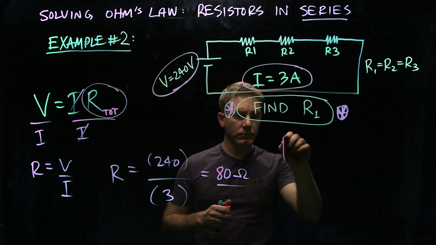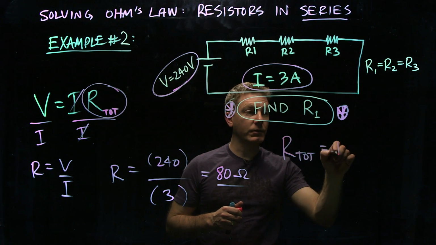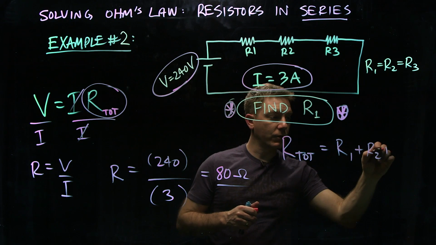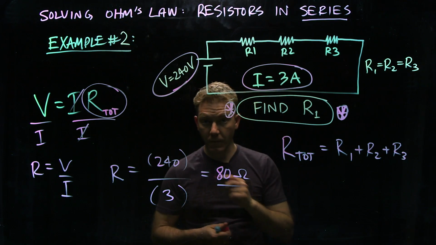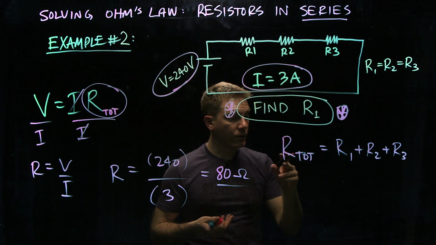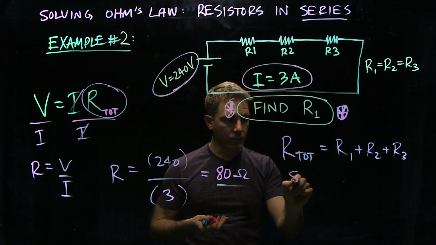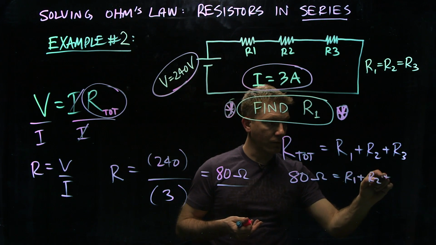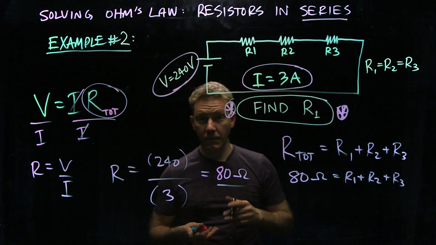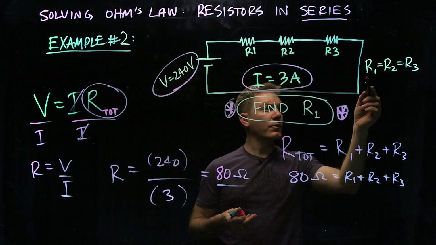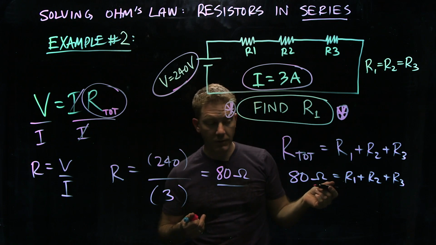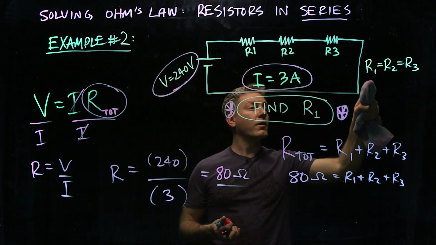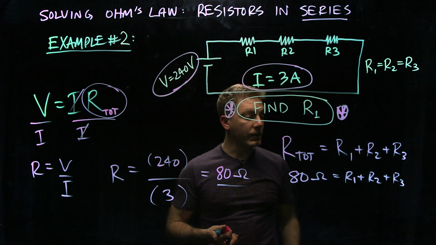And we know our total is equal to, in this case, there are 3 resistors, so it's going to be R1 plus R2 plus R3. All right? And what do we know? We know our total is equal to 80 ohms, so you could say 80 ohms is equal to R1 plus R2 plus R3. The other thing we know is that R1 and R2 and R3 are exactly the same as each other.